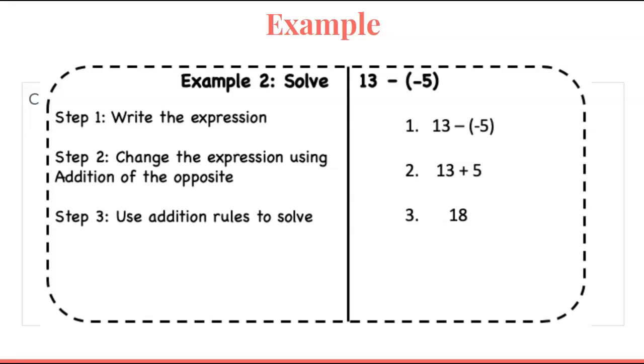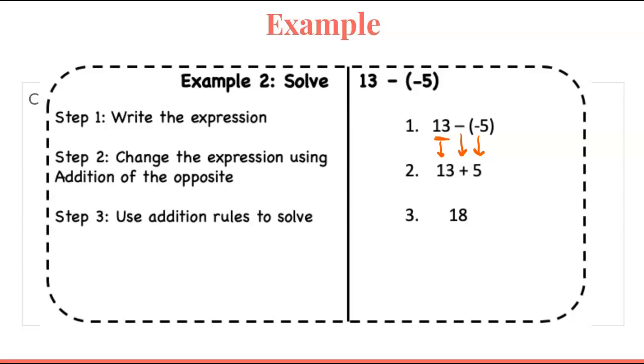Okay, then I do addition of the opposite. I keep the first number the same, keep it 13, change subtraction to addition, and do the opposite of my second number. Negative 5 becomes positive 5. Now I just have the problem 13 plus 5. I'm adding numbers with the same sign, two positives. I add them, keep the sign.